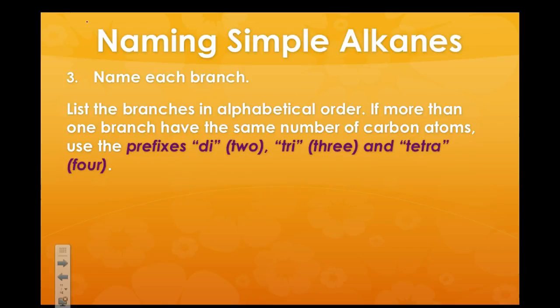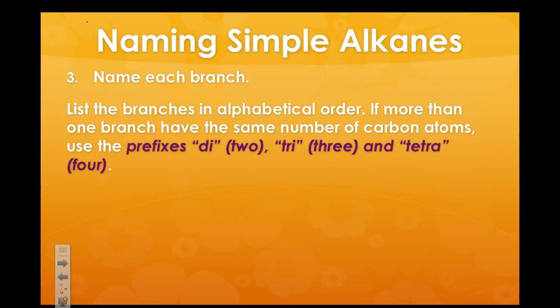This is going to get beautifully complicated. No! Oh, yes. Because you can have more than one branch. Let's go back. If you have more than one methyl branch, you have dimethyl.